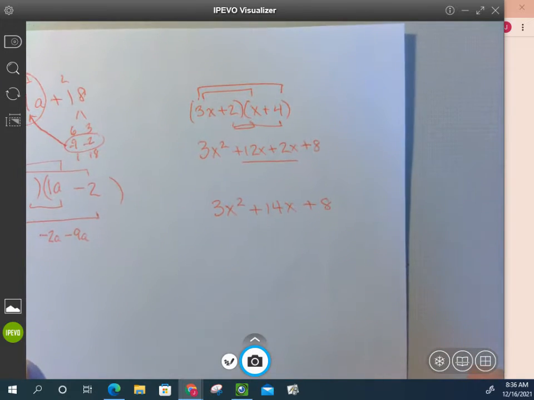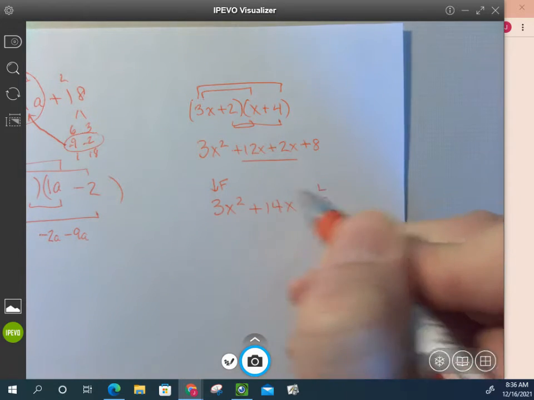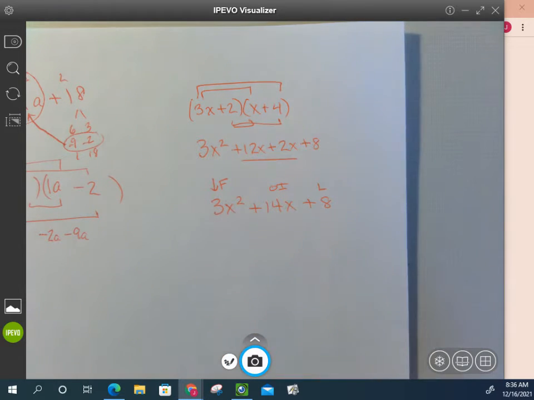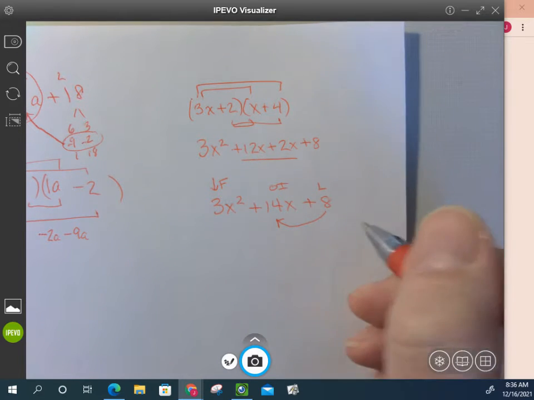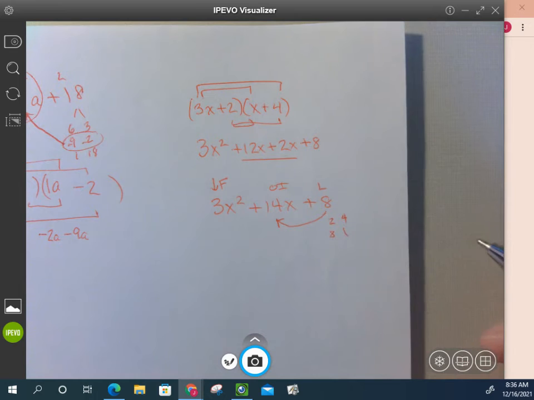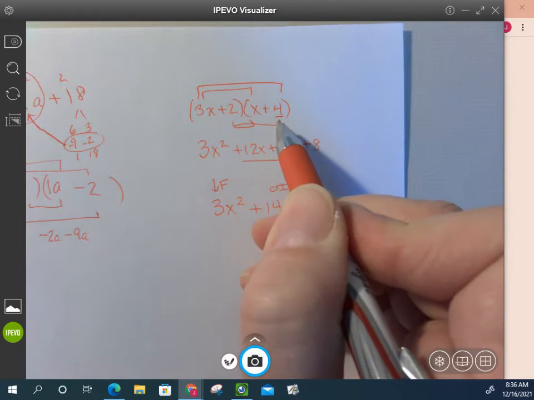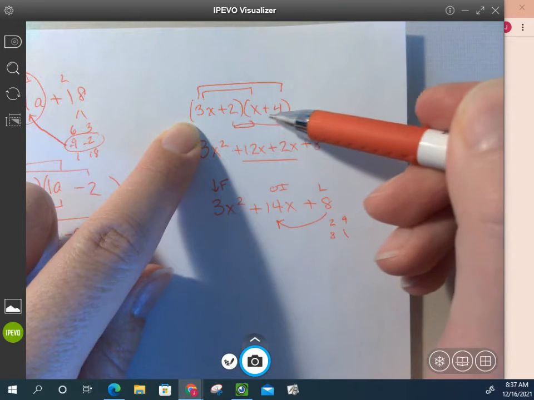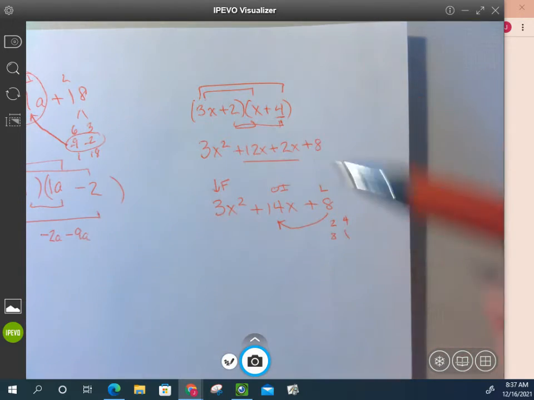So here's what I want you to see. This is my first term, and this is my last term, outer and inner, same idea. But my first term is no longer 1. When I look at this, are there any factors of 8 that add up to 14? 2 and 4, 8 and 1. Nothing's going to work. The reason is that when I took the 2 times x, I got 2x, but this 4 got changed because I multiplied it by that number out front, 3. So having a number out front changes this product when I multiply the outside or the inside. So now it's not so easy.